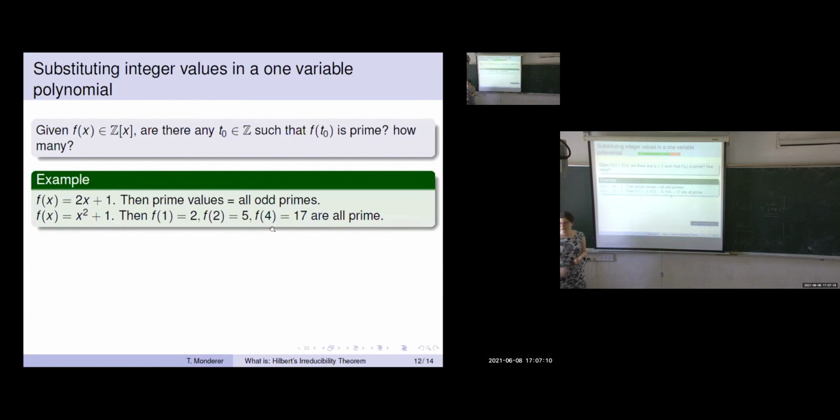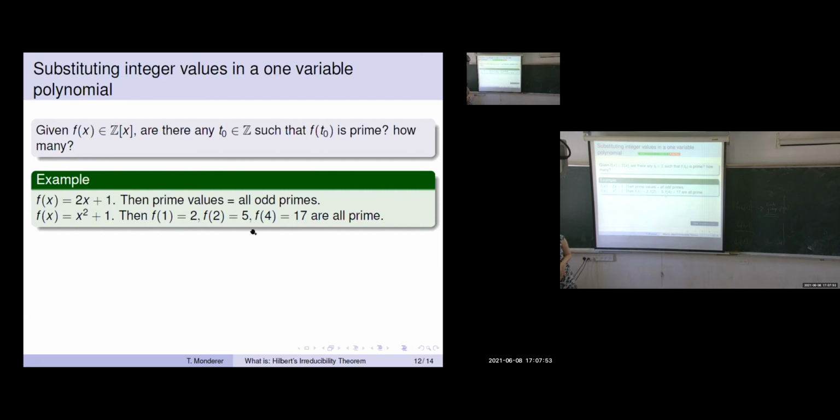Suppose our polynomial is 2x plus 1. Then our image covers all the odd integers, and we have odd primes. So if you have an odd prime, you can get it through this function. And if we have x squared plus 1, then we can plug in several values, and some of them will be prime, some of them aren't prime. So these are examples of plugging values into a polynomial and asking ourselves whether the result is prime.